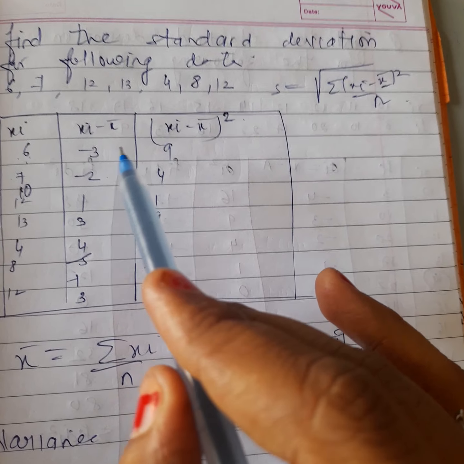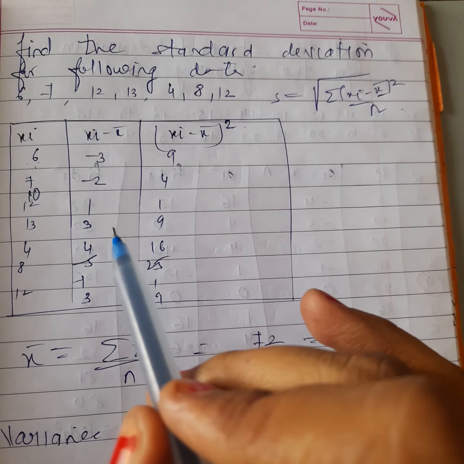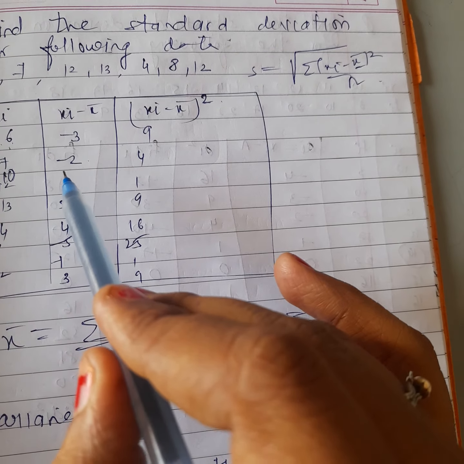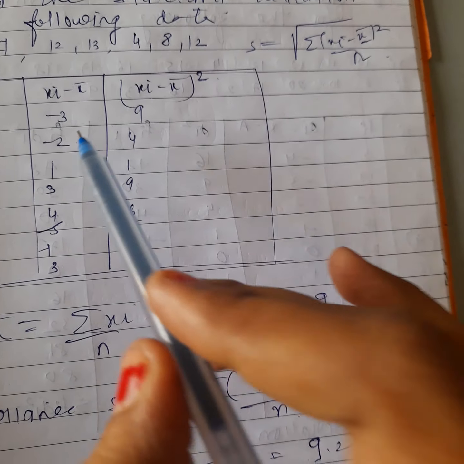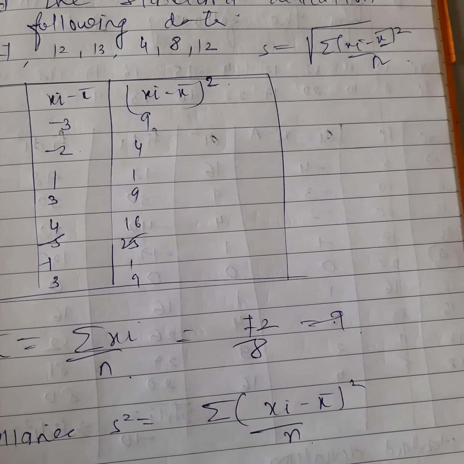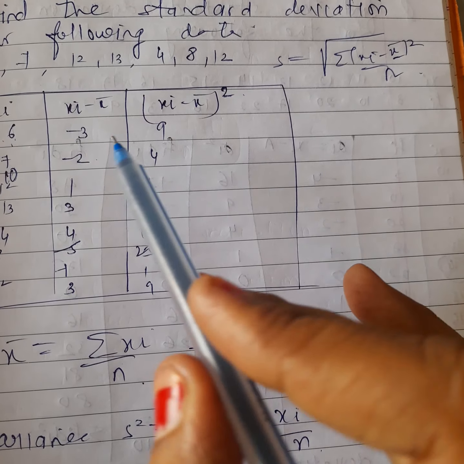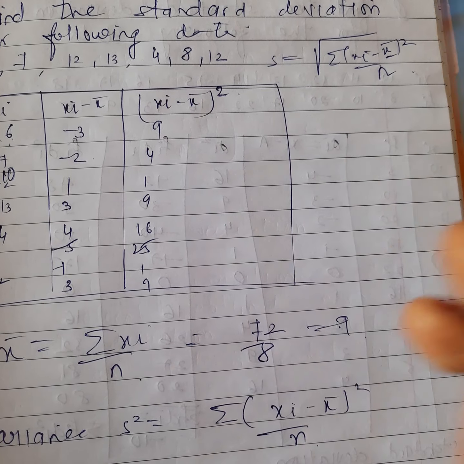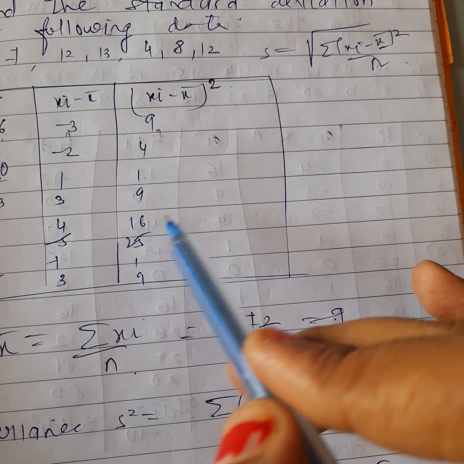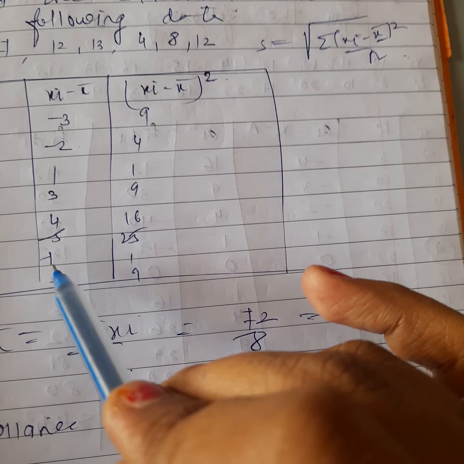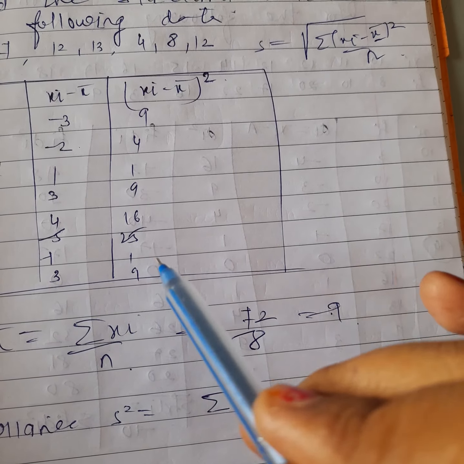Again xi minus x bar is minus 3, minus 2, 1, 3, 4, minus 5, minus 1 and 3. Square of this will give xi minus x bar the whole square. So minus 3 the whole square is 9, minus 2 the whole square is 4, 1 the whole square is 1, 3 the whole square is 9, 4 the whole square is 16, minus 5 the whole square 25, minus 1 the whole square 1 and 3 the whole square is 9.